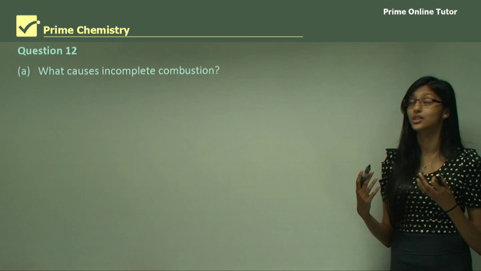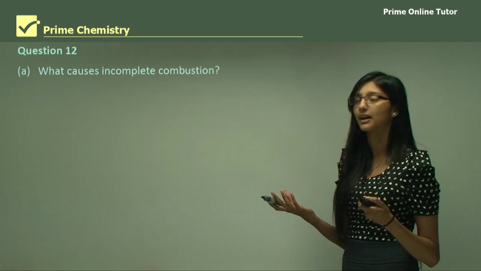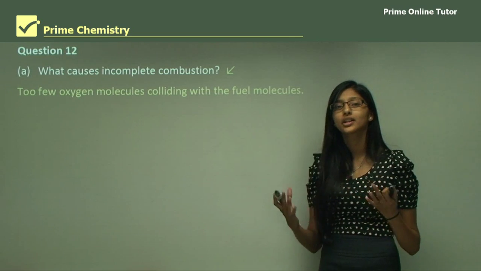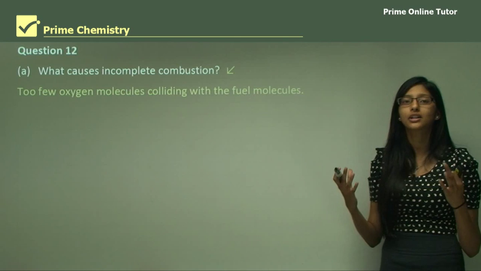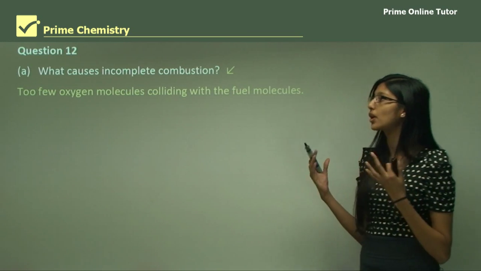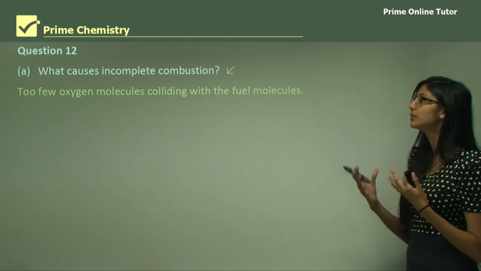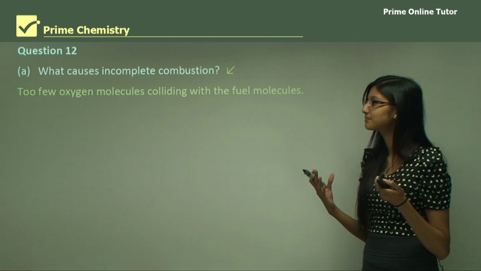Let's move on to question 12. Question 12 asks us, what causes incomplete combustion? As you would already know, if you have less of one of the reactants, which is oxygen, the amount of product will also be reduced because too few oxygen molecules will be colliding with the fuel molecule.